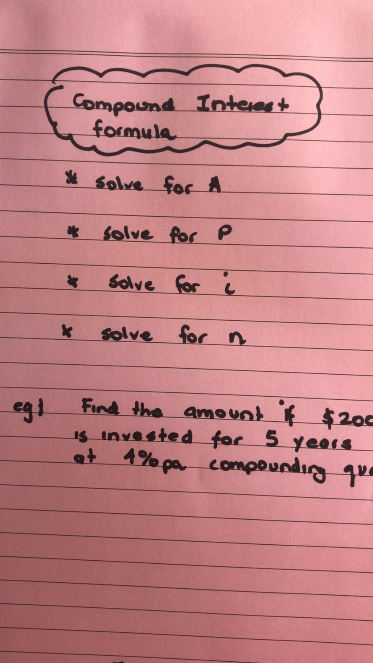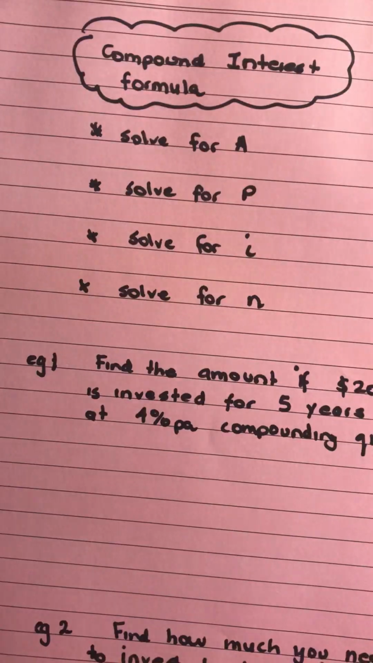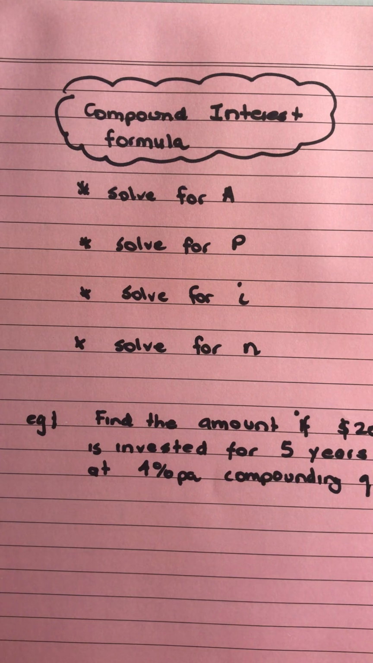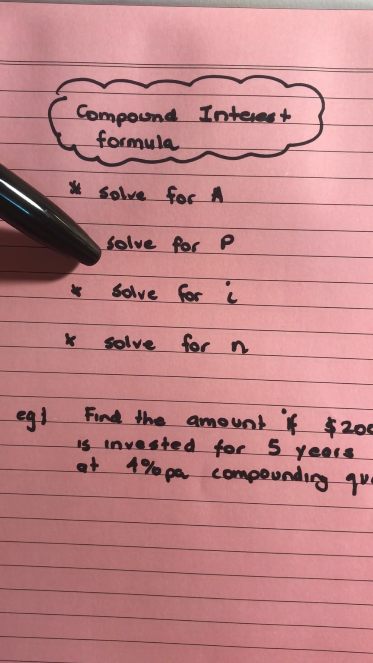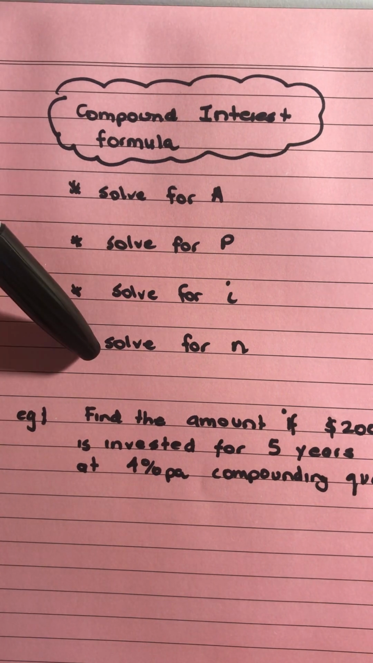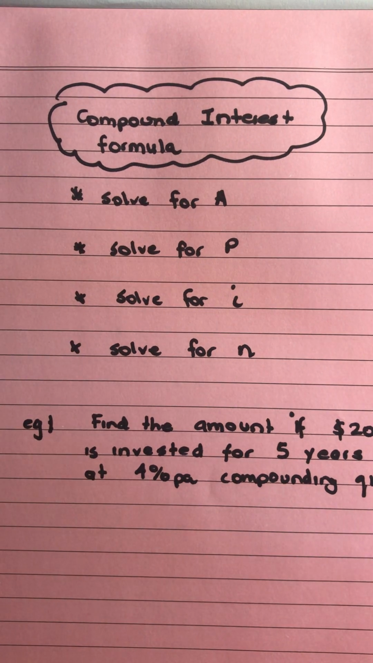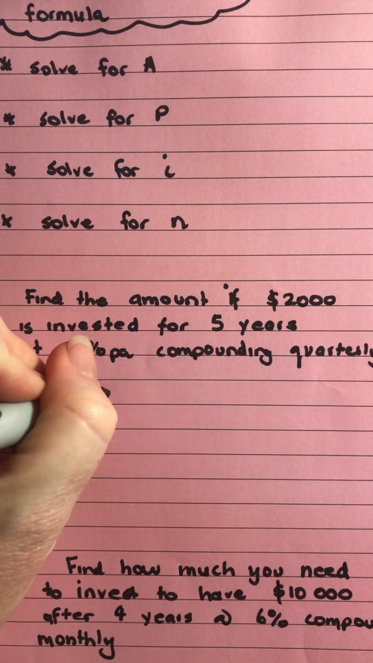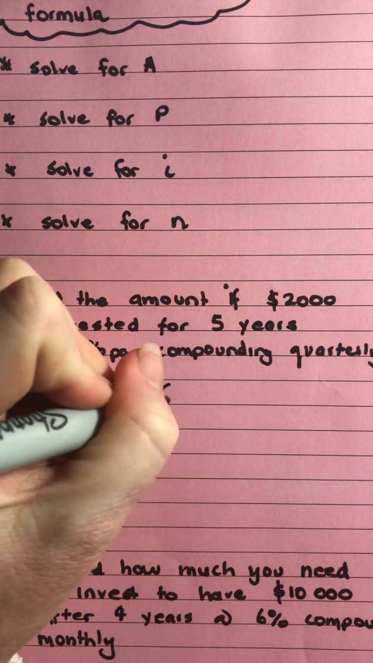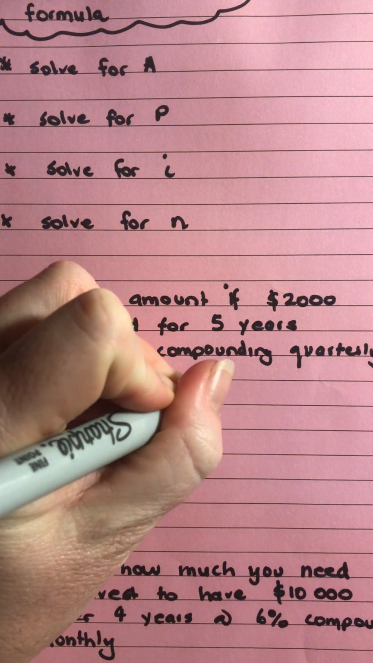In this video, I'm going to have a look at the compound interest formula and the different calculations that we can do with that. So the things that we can do, we can solve for A, we can solve for P, we can solve for I, and we can solve for N. So our compound interest formula, we're going to use this down here anyway. All right, here is A equals P outside of 1 plus I to the N.